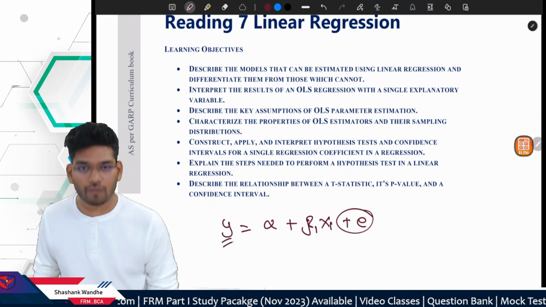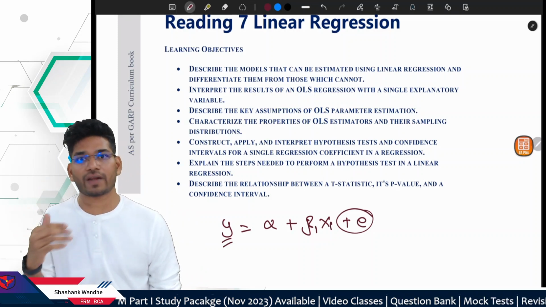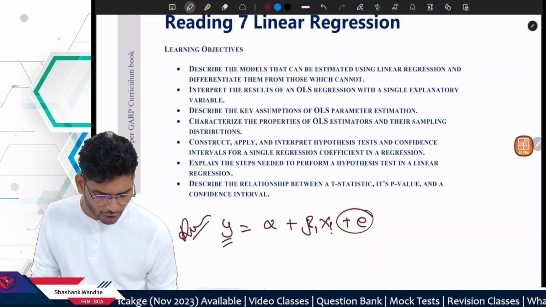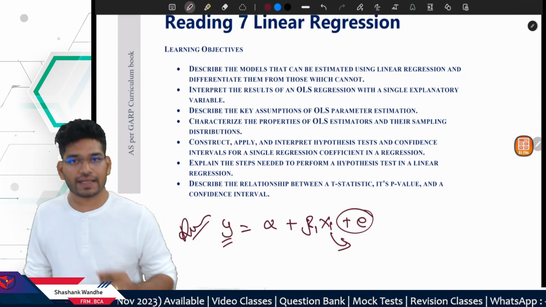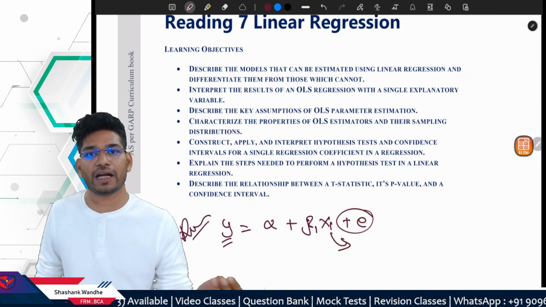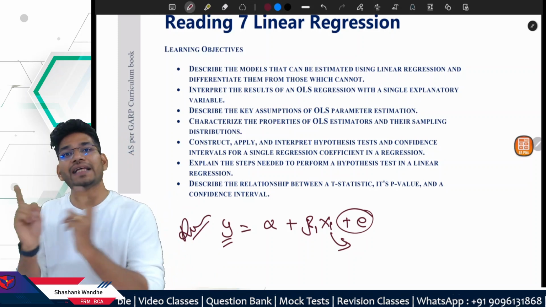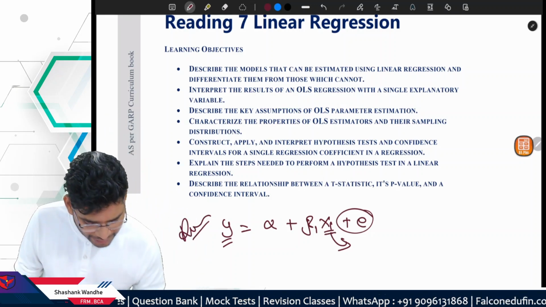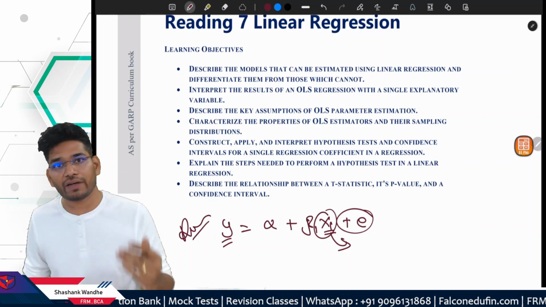As we all know, y is the dependent variable or the explained variable. On the other hand, x1 or x is the explanatory variable or independent variable. So x explains the value of y, and this is the linear regression equation. Here, this x is the observed value, which will be given in the examination.